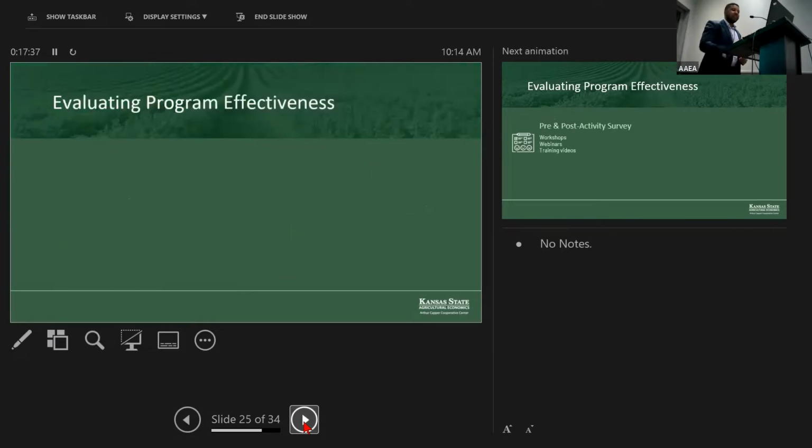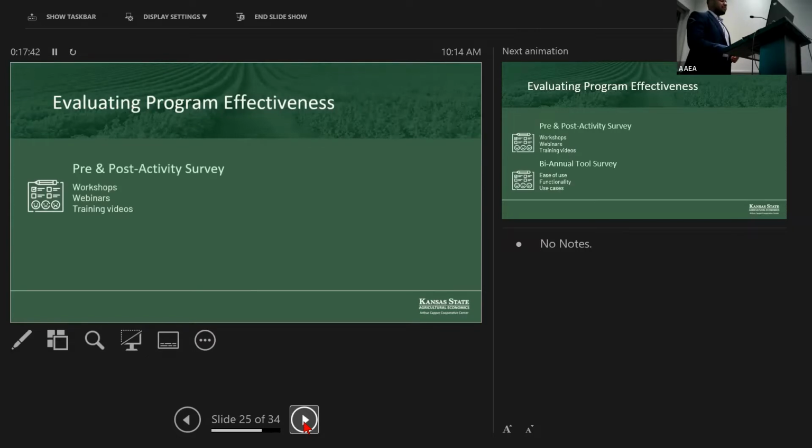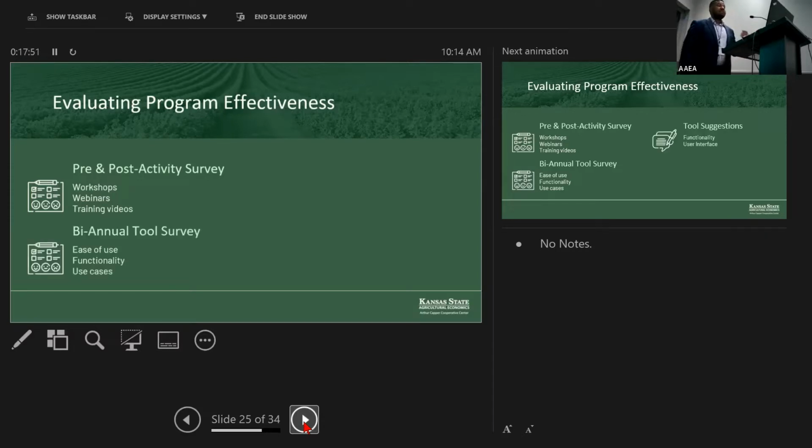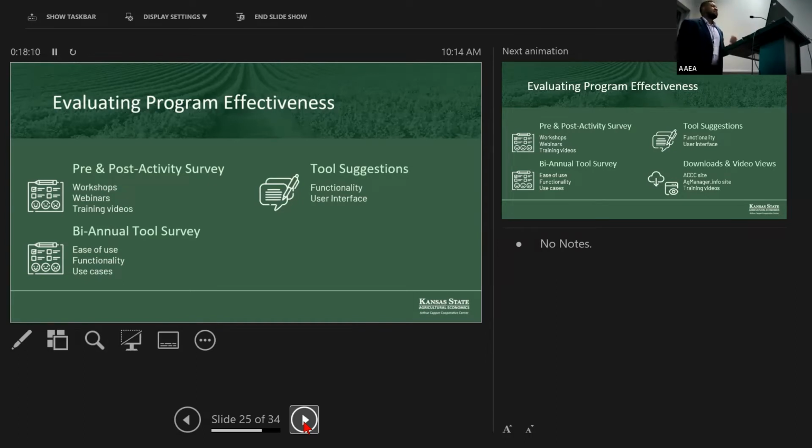Now, lastly, is about evaluating the program's effectiveness. So for each of our activities, we're going to have pre and post surveys, focusing on the workshops, the webinars, and the training videos. And for the tool and measuring how useful it is, we're going to have a biannual survey where we're focusing on, again, the ease of use, its functionality, how it is perceived by the users, and the use cases. Is it being used in strategic planning sessions? Is management using it on a periodic basis? Another is just collecting suggestions on how we can make the tool better.